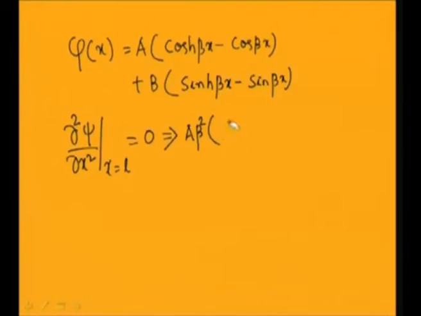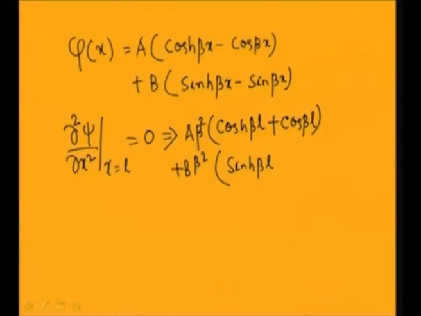Now we have to substitute x equal to L. If I differentiate it twice, this becomes cos hyperbolic beta x, and by substituting x equal to L, this equals cos hyperbolic beta L. Similarly, differentiating twice, it becomes plus cos beta x, which becomes cos beta L. Similarly, here b into beta square into sin hyperbolic beta L, and sin beta x differentiated twice becomes plus sin beta L. So this is one equation I am getting.